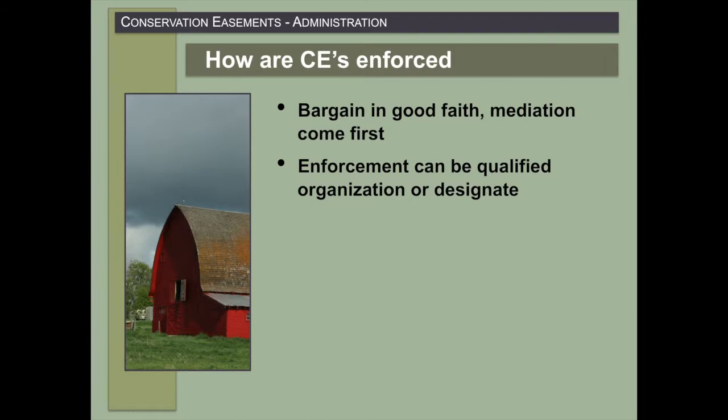Enforcement can be done by the qualified organization that holds it. There's also room in our legislation to name a designate, to have somebody else do the enforcement. I don't know anybody who has used that. Every conservation easement I've seen, the organization that holds it is the one who does the enforcement. Some people have talked about having the government do all the enforcement, but we haven't got anybody in government to agree yet. So it hasn't actually been a very serious conversation, but there has been that conversation over time.